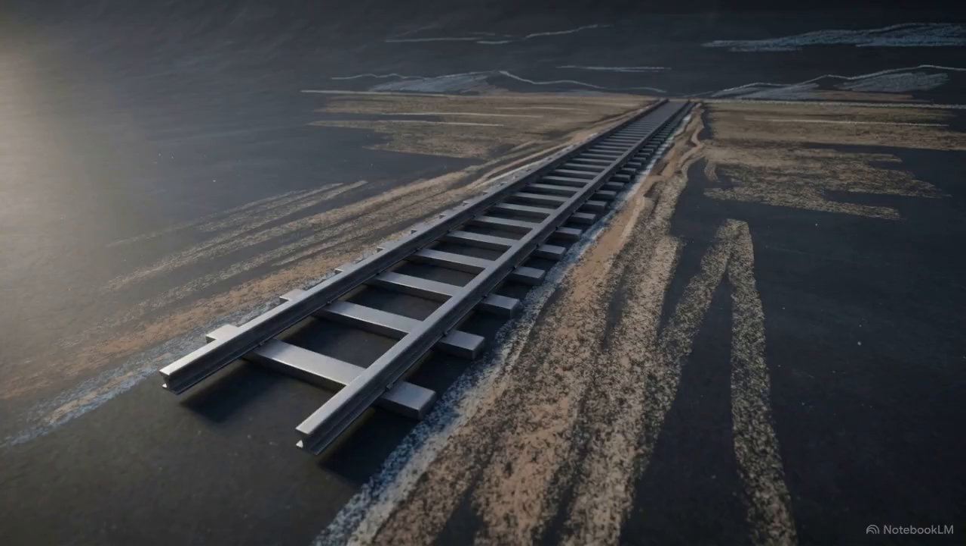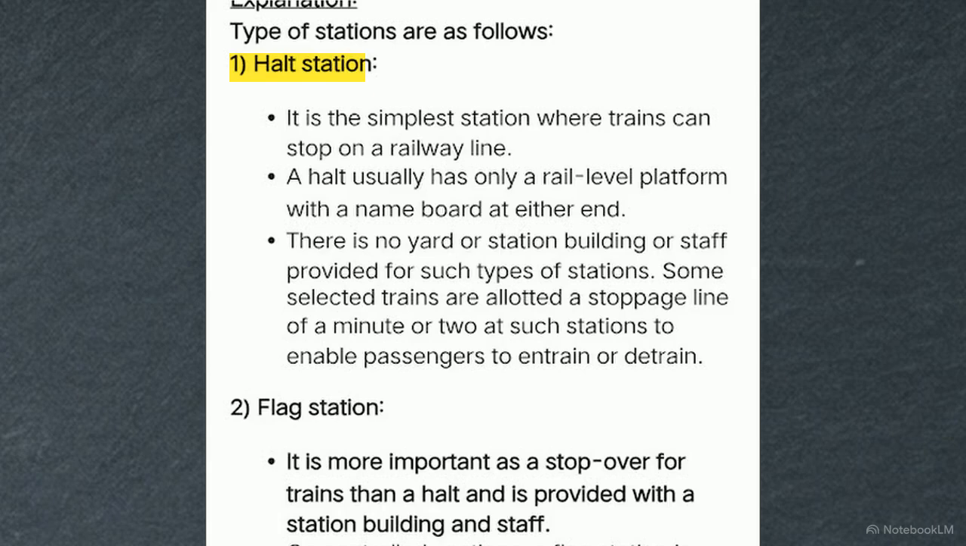Let's start with a completely empty straight railway track. This represents an uncontrolled transportation line. Looking at the text, we see the simplest node, the halt station. Just a rail-level platform with zero infrastructure, no yard, building, or staff. Its operational capability is strictly limited, accommodating only a 1 to 2 minute stop for basic passenger boarding.